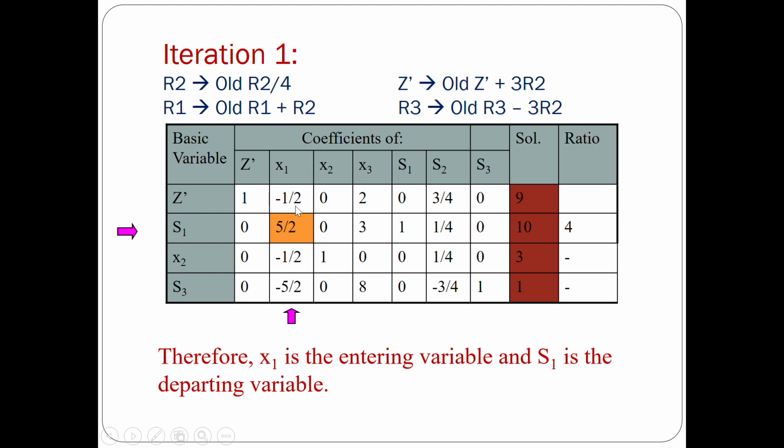And we have to repeat the same procedure for the next table. So we have to make this as 1, and x1 will be the entering variable, s1 will be the leaving variable. So by performing the row operation, we have to move on to the next iteration table like this.